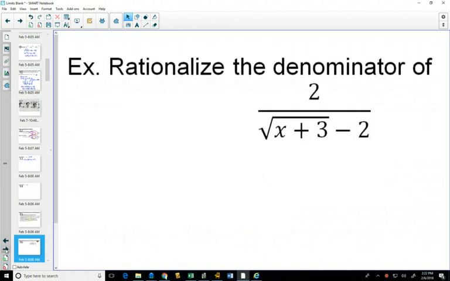Now, all of these skills that we're doing right now, that are somewhat reviewing things that you've done in the past, are going to be skills that we're going to use when we try to find limits. So we'll see that coming up, but right now we're just practicing some of those skills. And one of those skills that's going to be important is rationalizing. Sometimes we're going to rationalize a denominator. Sometimes we're going to rationalize a numerator.